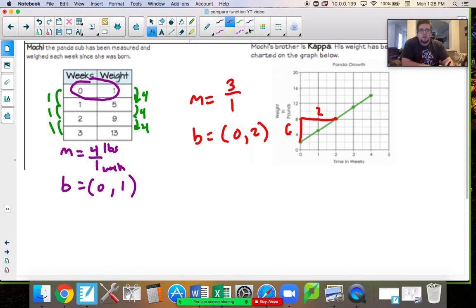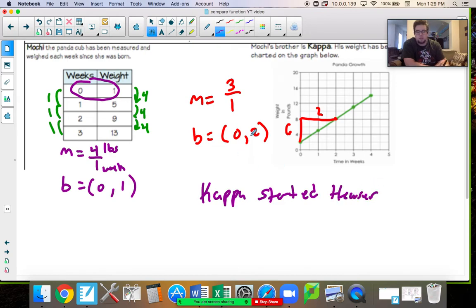So if we wanted to do some compare and contrast, Kappa started heavier, by 1 pound. But Mochi gains weight faster. So that's our comparison. Let's look at another one.